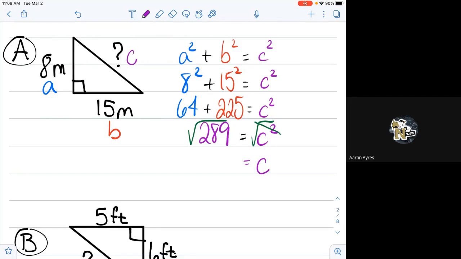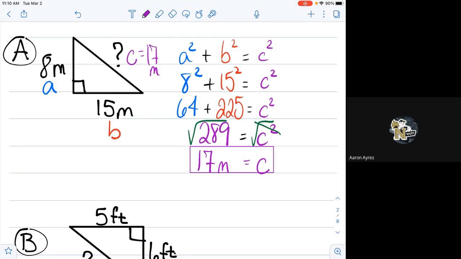Raise your hand when you get it. Okay, Charlie. 17. That's nice that 289 is a perfect square. That's not how that worked out, right? No, and we have to talk about that. 17 what? This has a unit attached to it? 17 meters. So, ladies and gentlemen, you just solved your first problem using the Pythagorean theorem. So C has to be 17 meters. That's how we get it to work out.